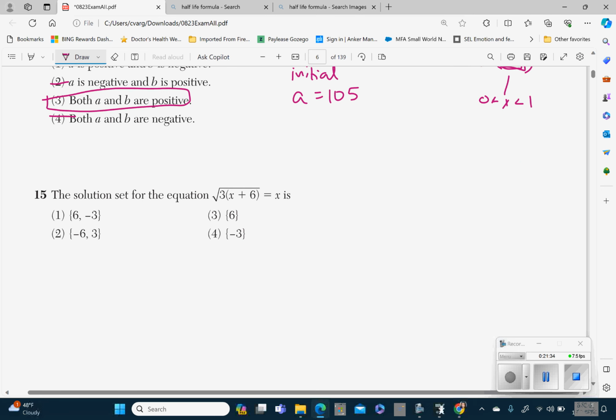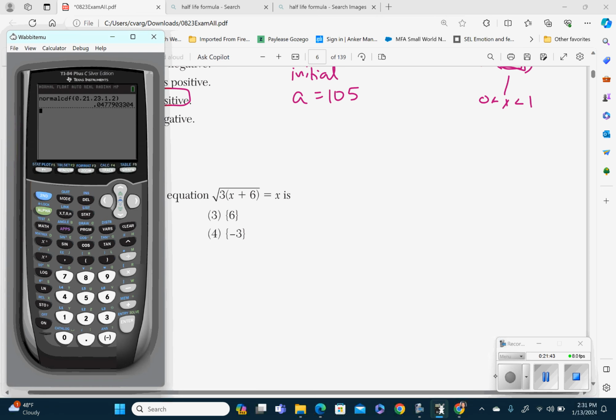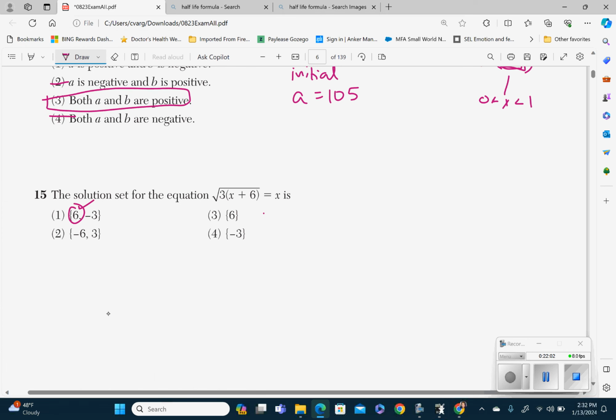All right, solution set. You could store each of these numbers, hit enter, and see which one works. This is what I mean by that. You could hit 6, store in for x, hit enter. You could put square root of 3, parentheses, x plus 6, close those parentheses, hit enter, and that gives you 6. So 6 does work, and you could do the same thing for the -3.